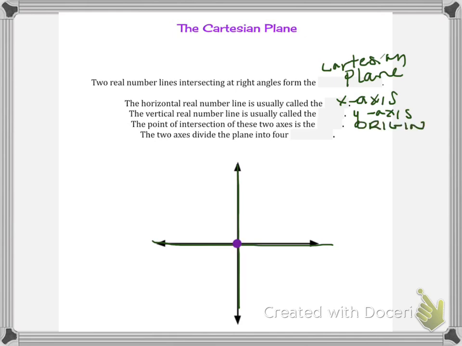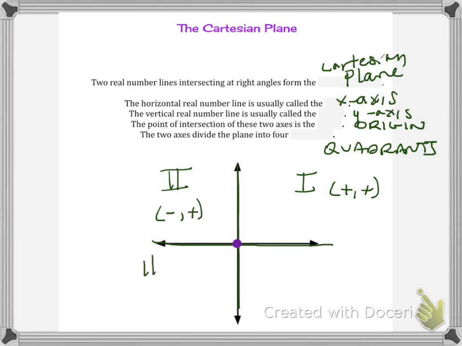The two axes divide the plane into 4 quadrants. So just as a review, because you will need this for the homework, you need to know the quadrants. So this is quadrant 1. Remember, this is a positive x, positive y. This is quadrant 2 with a negative x and a positive y. Quadrant 3 is a negative x, negative y. And quadrant 4 is a positive x and negative y.